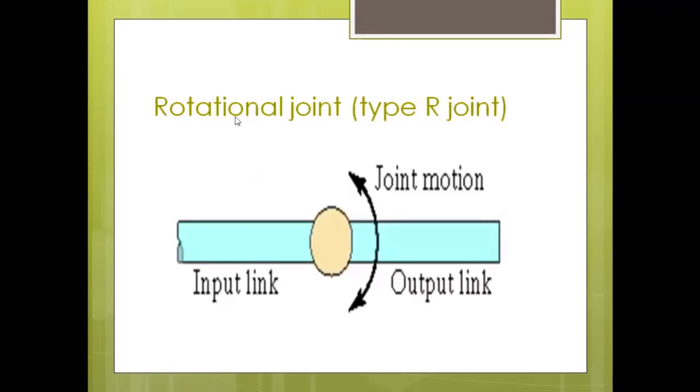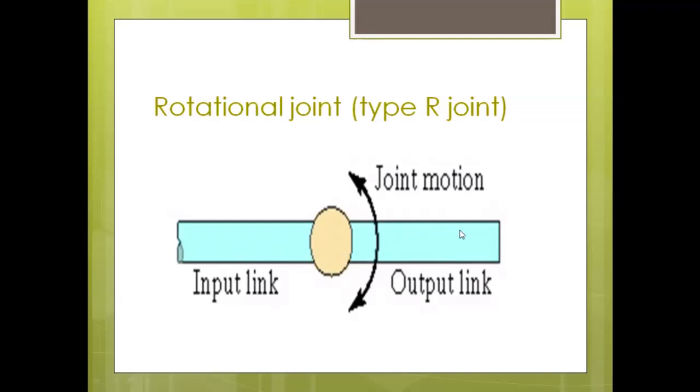Next is the rotational joint. It is also called a type R joint. It gives a relative rotary motion between the input link and the output link. Just observe here, this is the input link, this is the output link, and this is the joint, the type R joint.